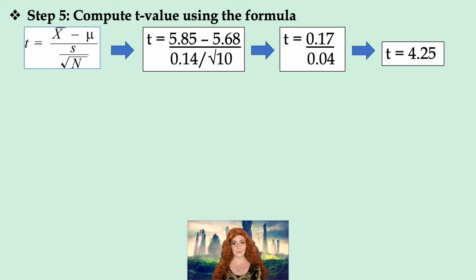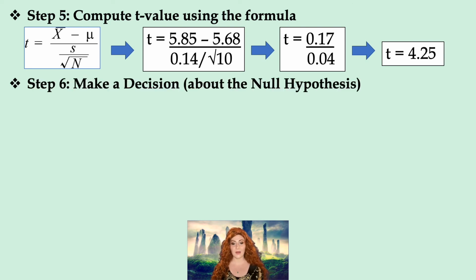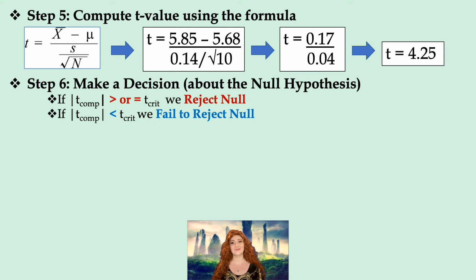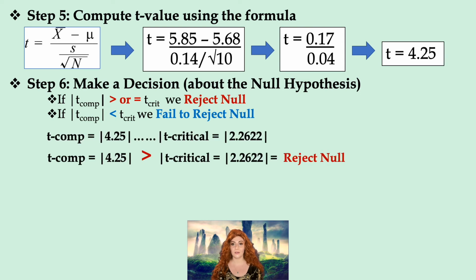Step 6 is to make a decision about the null hypothesis. And once again, the rule applies: if the absolute value of t computed is greater than or equal to t critical, we reject the null. If the absolute value of t computed is less than the absolute value of t critical, we fail to reject the null. So in this case, we compare 4.25 to 2.2622, and we can see that our t computed value is in fact greater than our t critical value.